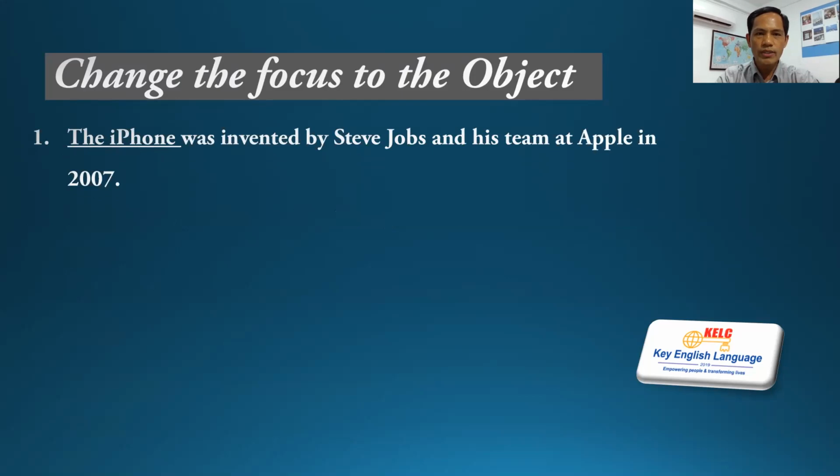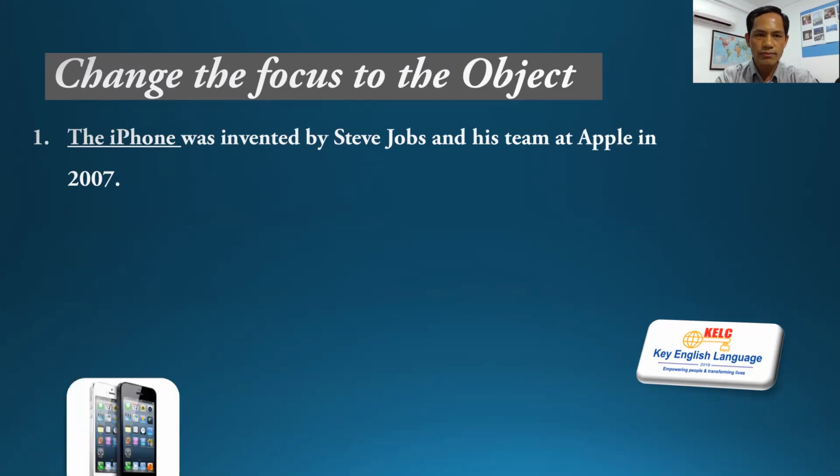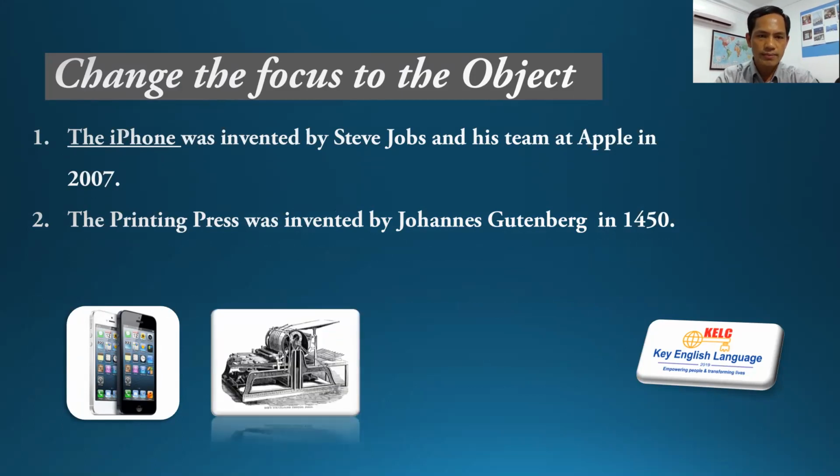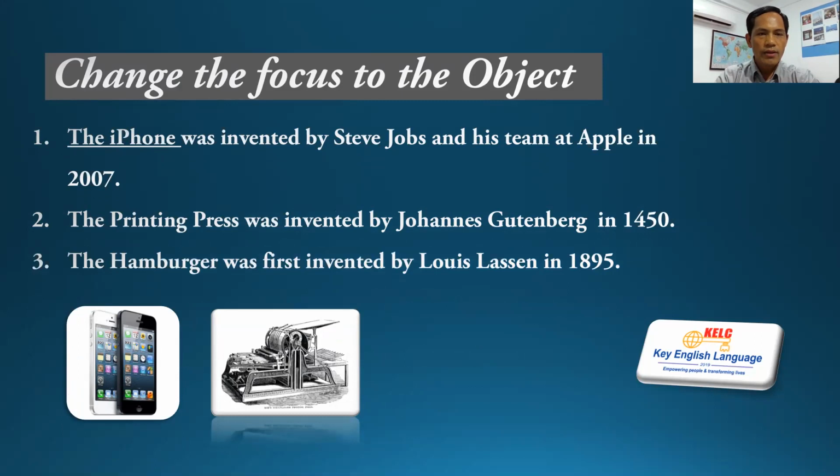The iPhone was invented by Steve Jobs and his team at Apple in 2007. We change now the focus to the object, the invention, the iPhone. The printing press was invented by Johannes Gutenberg in 1450. The focus here again is the printing press. The hamburger was first invented by Louis Larson in 1895.